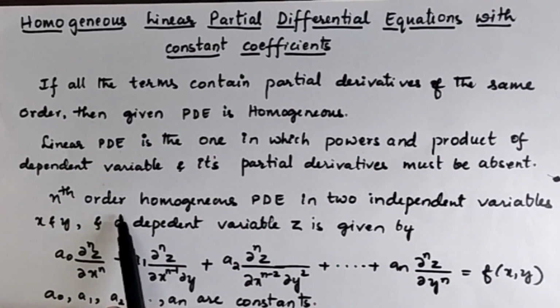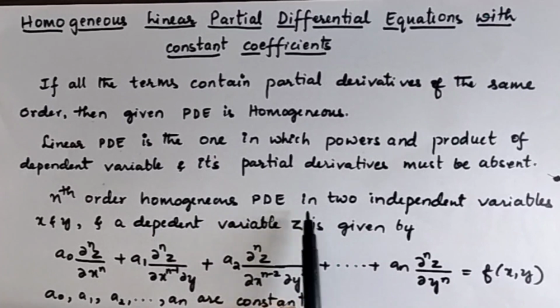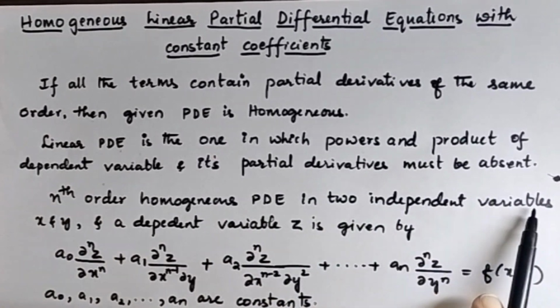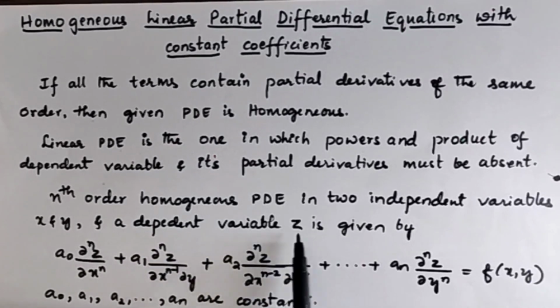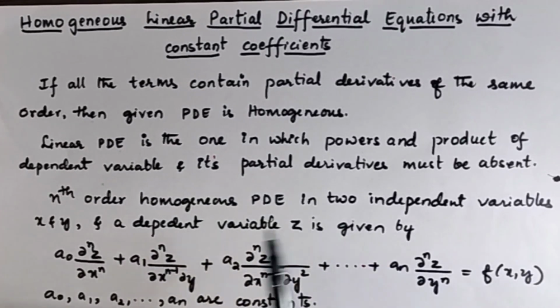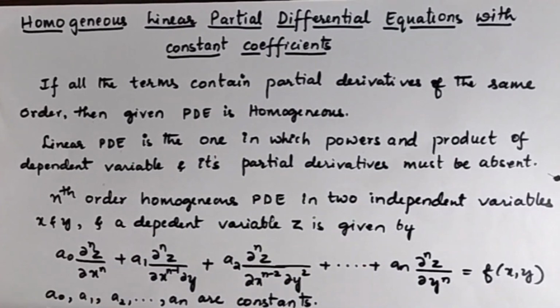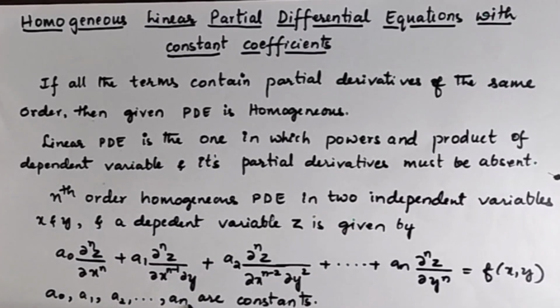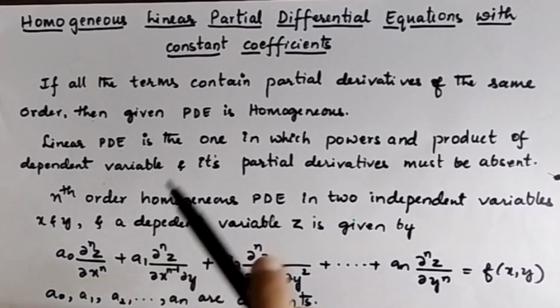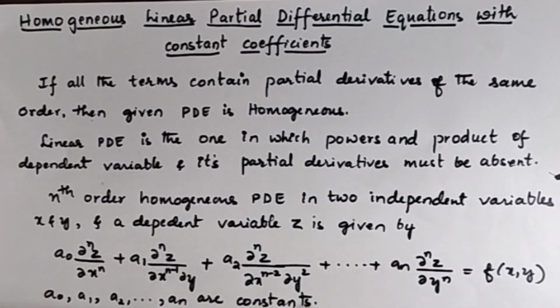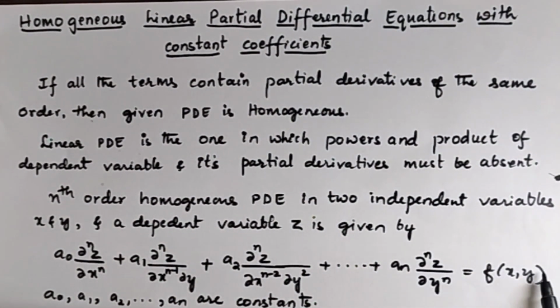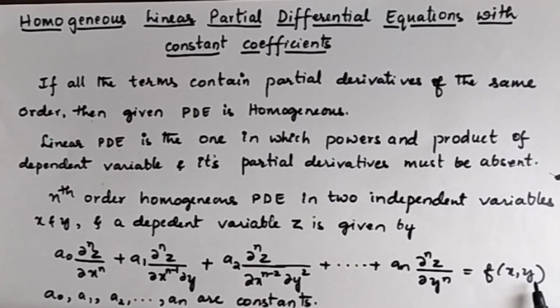Now, the nth order homogeneous PDE in two independent variables x and y and a dependent variable z is given by this standard form, where a0, a1, a2, a3, and so on up to an are constants. That's why it is constant coefficients. These must be constants, and this is a function of x and y.